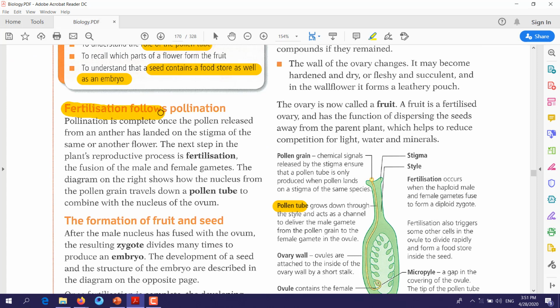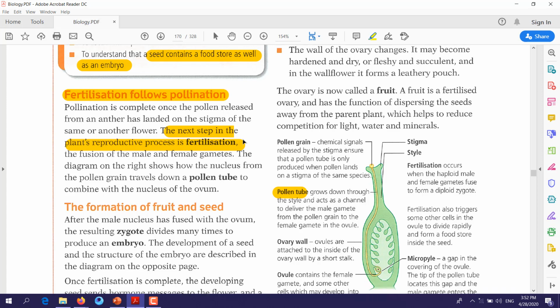Fertilization follows pollination. Last lesson, we explained what pollination is. Again, pollination is the transfer of pollen from anther to the stigma. Now, after pollination, what will happen? Or what are the changes that will happen? The next step in the plant's reproductive process is fertilization. Okay, first step is pollination. Next step is fertilization.